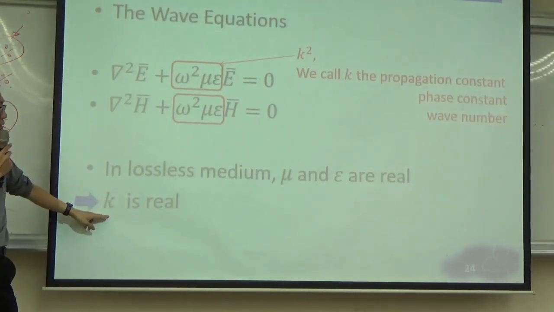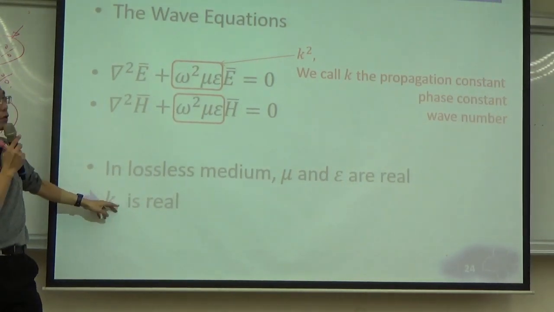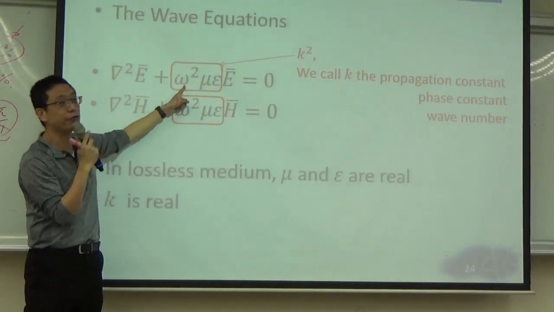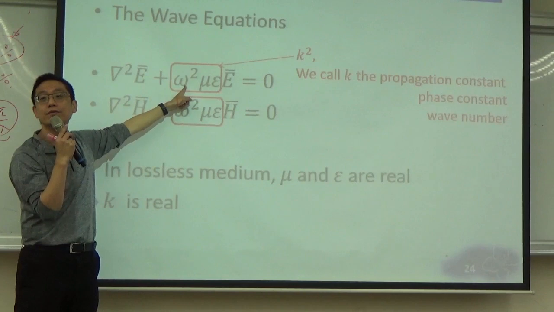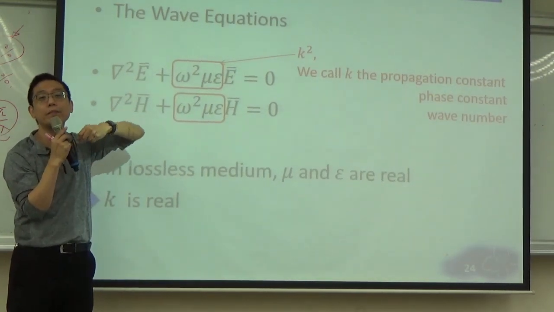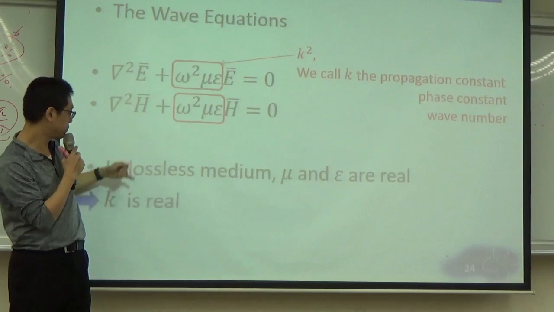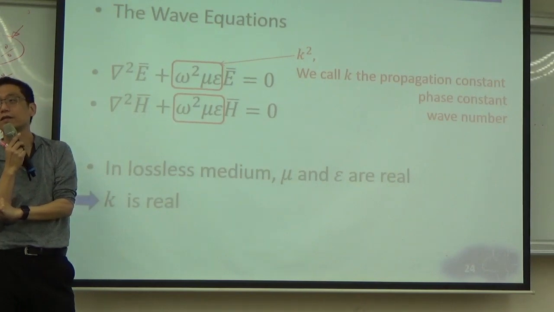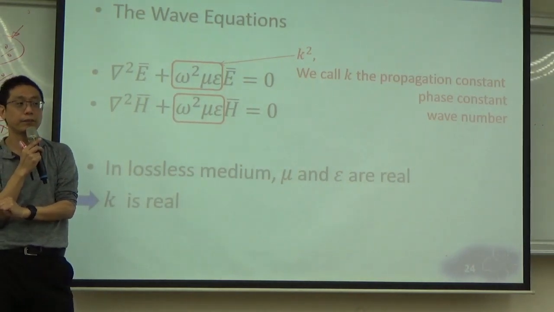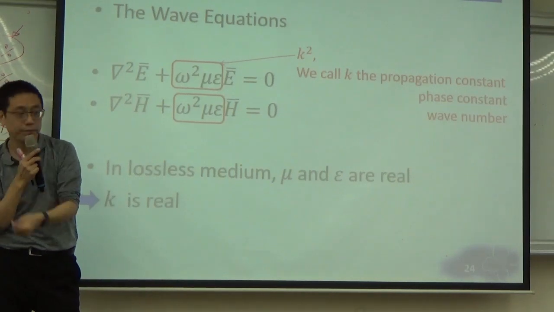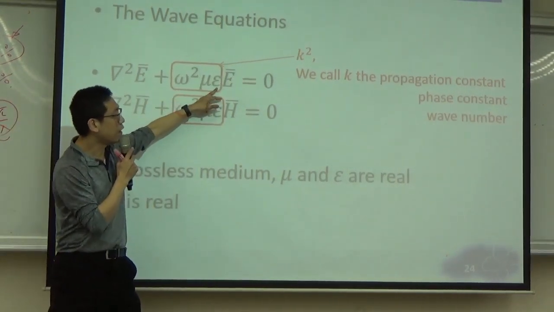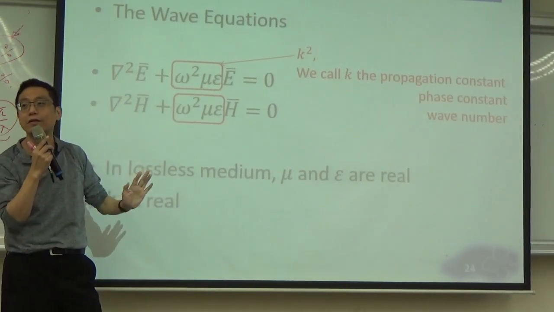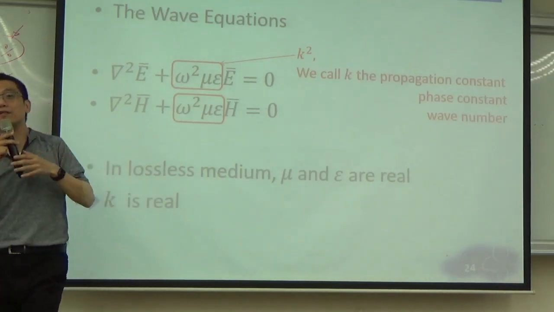And K is real. Why? Because K equals omega times the square root of mu epsilon, right? Frequency is always real. So the three parts are all real numbers. You multiply them with each other. K is always real if they are lossless. You got it? If the material is lossless, mu and epsilon are real. If mu and epsilon are real, K is real.